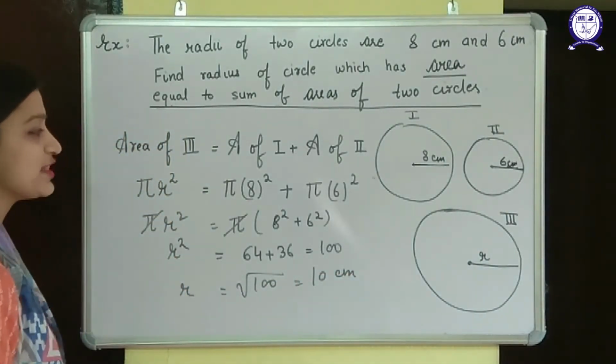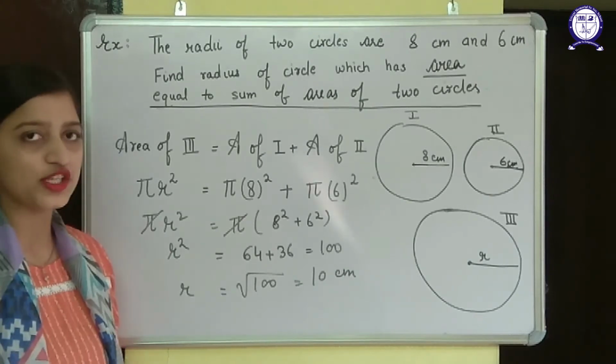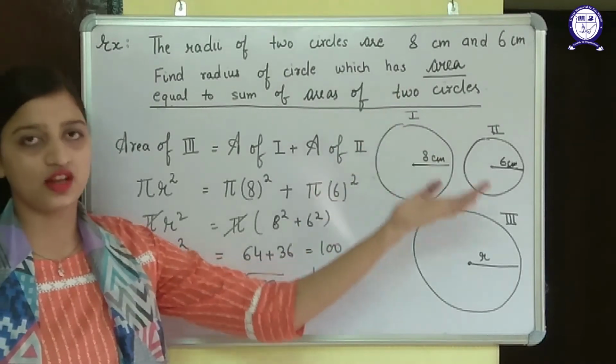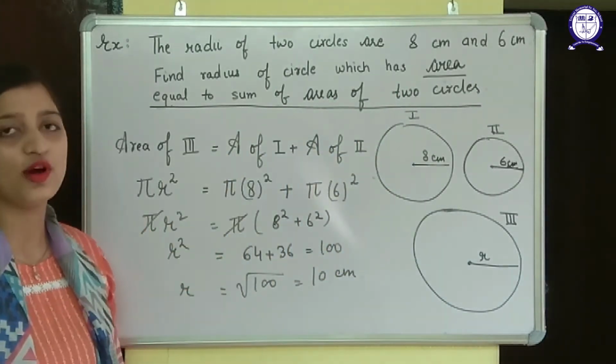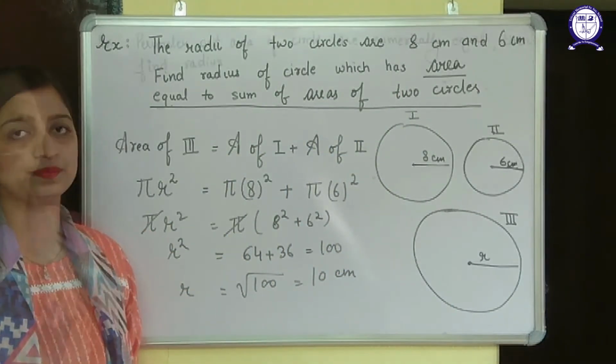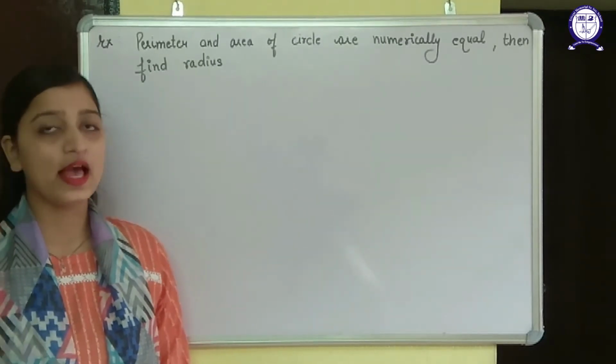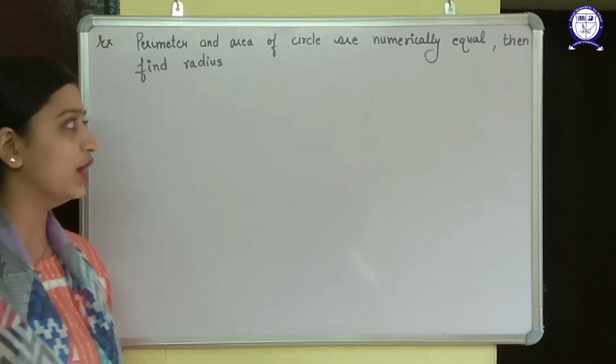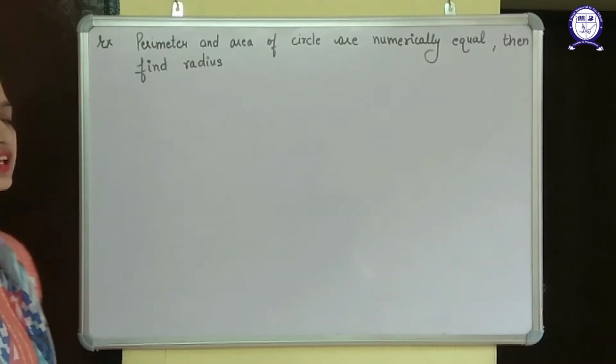Okay, this question was exactly the same as the previous question. The only difference was that that question was about circumference and this is talking about the area of the circle. Now the next question says perimeter and the area of a circle are numerically equal, then find the radius.